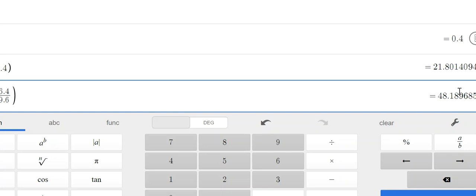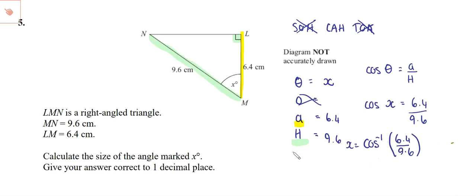So I didn't need to write a decimal. Did you have to round your number before you did that? Did you do 6.4 divided by 9.6 and have to round that? In this case, I haven't had to round that number because it just goes straight in the calculator, which makes it easier. And then my answer is 48.189. So x is 48.189.